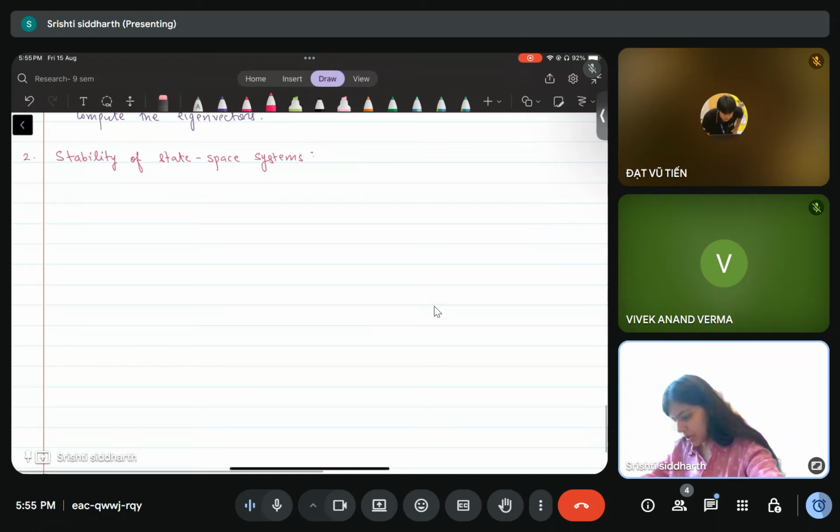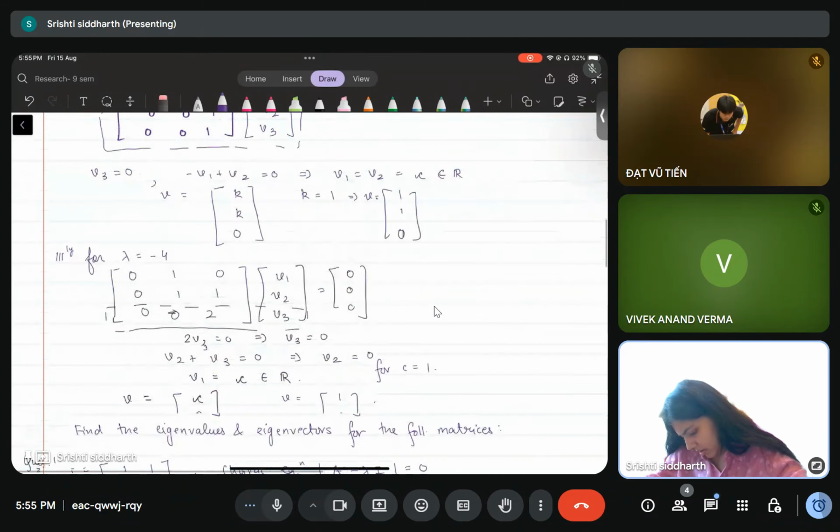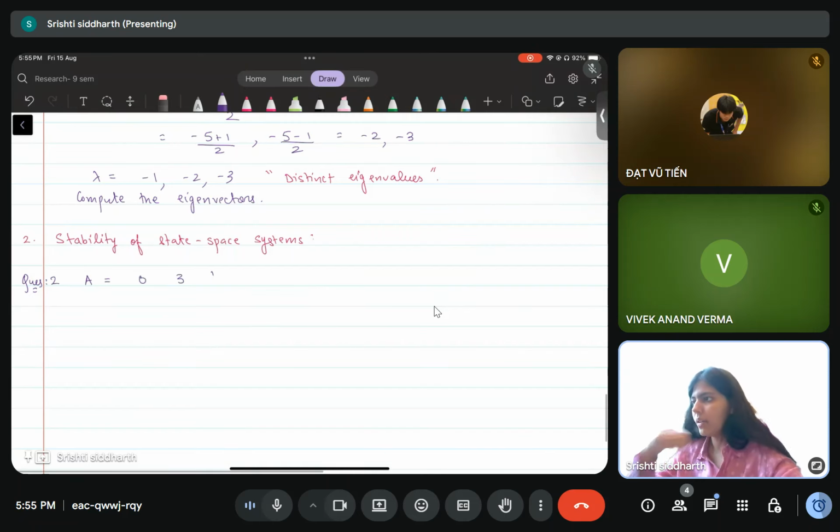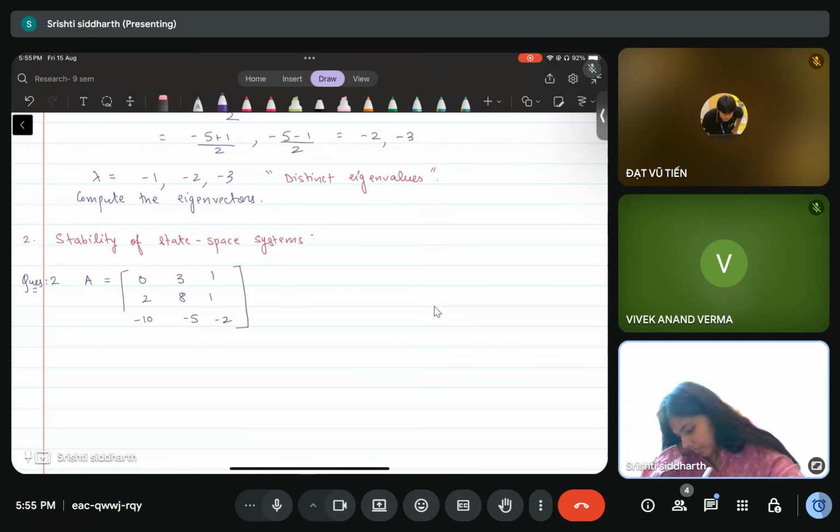Alright, so let's begin with the question. I think this is the second one. Yeah, question 2. I'm going to write down the matrices for the state space system. A is 0, 3, 1, 2, 8, 1, minus 10, minus 5, minus 2. Then B is 10, 0, 0, and C is 1, 0, 0.